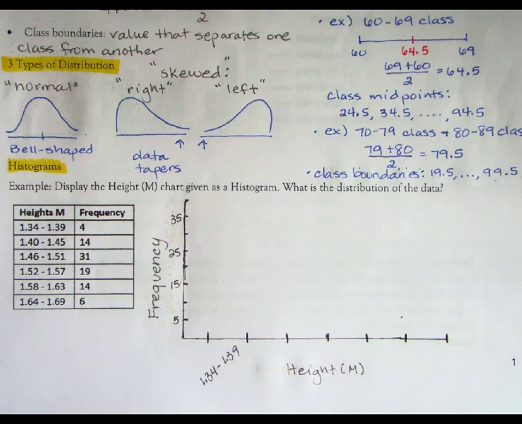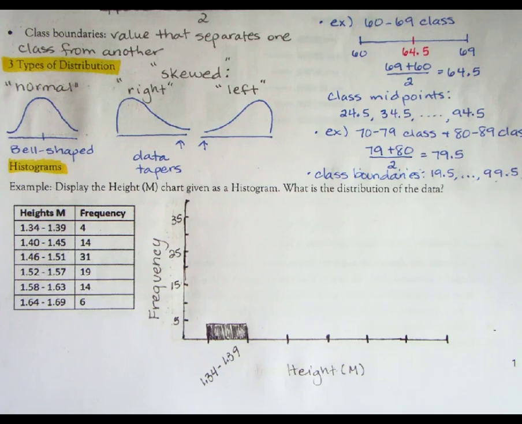When creating a histogram, we want to use a bar to represent the number of data values that fall within a certain section of that number line or class. For the first class, 1.34 to 1.39, we have 4 values that fall within that class. I'm going to have to approximate 4 because I don't have tick marks that go 1, 2, 3, 4. So I'm going to put my bar where it looks like it goes pretty much close to 4.